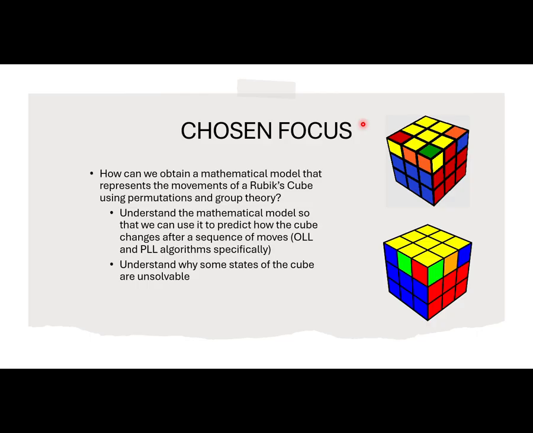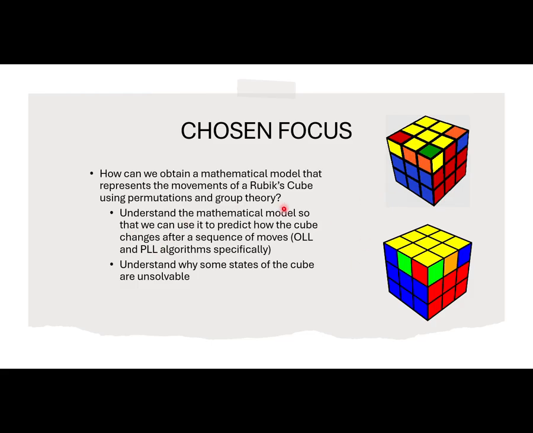The focus that I chose to give this project is the mathematical model that allows us to represent the movements of the Rubik's Cube using a mix of permutations and group theory. By movements of the Rubik's Cube, I mean the turning of layers around an axis. The axis is inside the cube, rather from the mechanism. But those are the legal moves in cubing, only the turning of faces.